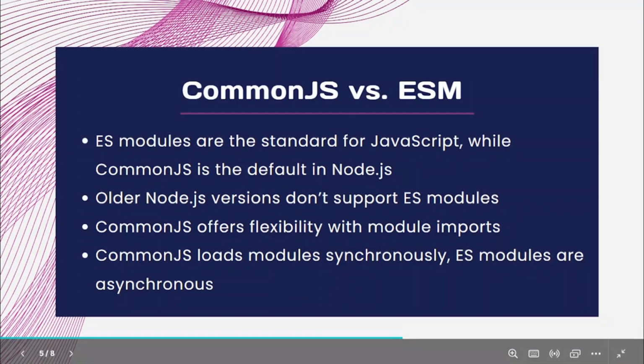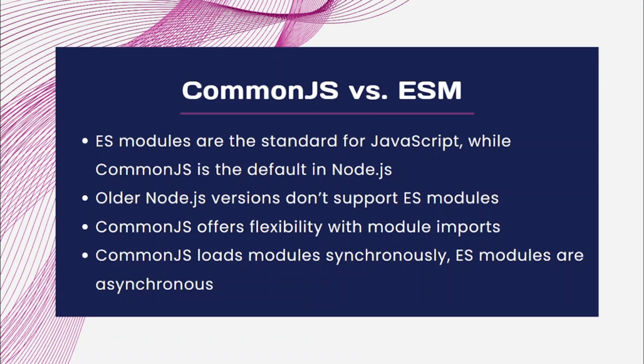Okay, now let's look at some differences between them. The first one is that ES modules are the standard for JavaScript, while CommonJS is the default for Node.js. So the standard module system for JavaScript is the ES module, okay? And the default one for Node.js is CommonJS, even though Node.js now uses both CommonJS and ES modules. Older versions of Node.js don't support ES modules, as I stated earlier on.